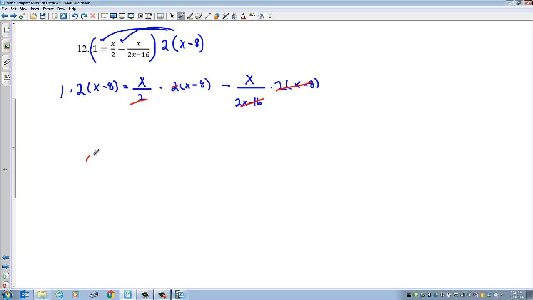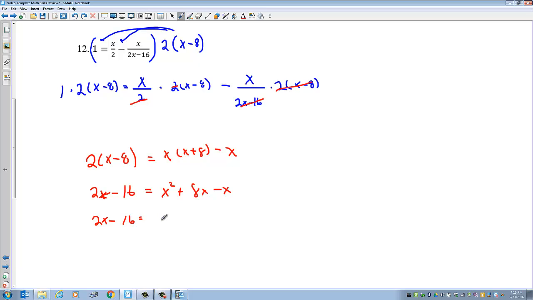And you're going to be left with this. So 2 times x minus 8 on the left is equal to x times x minus 8 and then minus x right here. And so what I would do is multiply this stuff out. So I have 2x minus 16 on the left. And then that's equal to x times x is x squared plus x times 8 is 8x. And then I have a minus an x. And so let's just clean that up. 2x minus 16 is equal to x squared plus 7x.